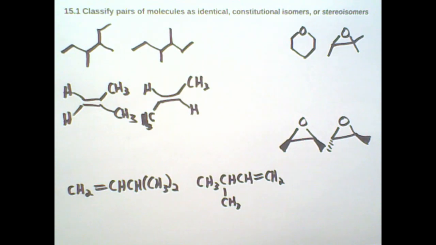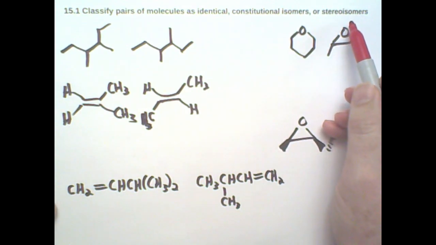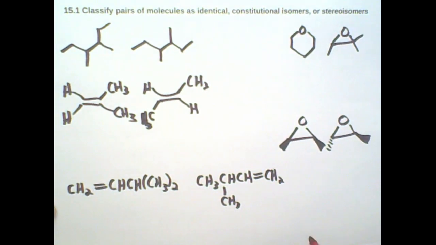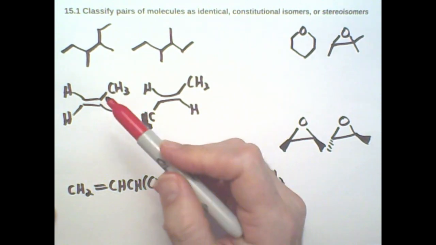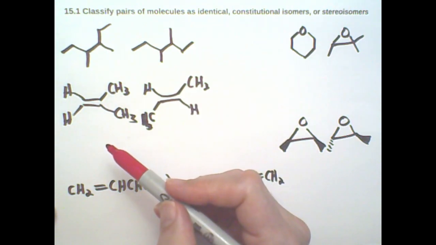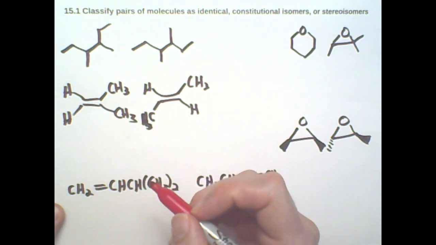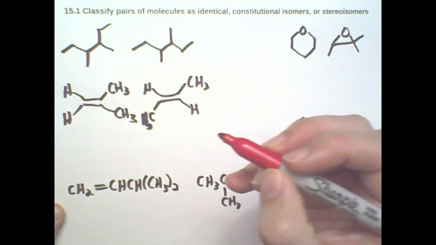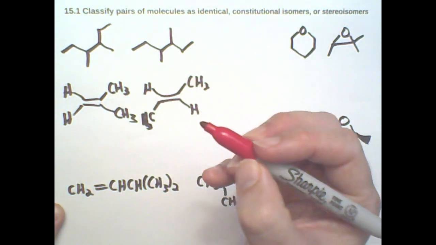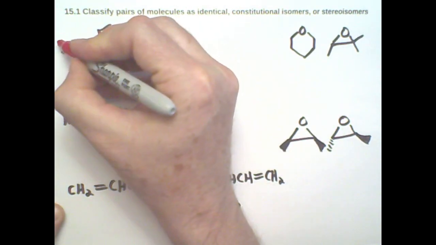You've likely identified molecules as identical or constitutional isomers before, and you may have done stereoisomers with cis and trans, but here we're going to do some more of that. So I've got a couple of structures here, and I'm going to use a couple of tools to decide if they're the same or constitutional isomers or stereoisomers. One of the things I'm going to do is number things. Even if I number it wrong, I'm going to try to number it consistently.